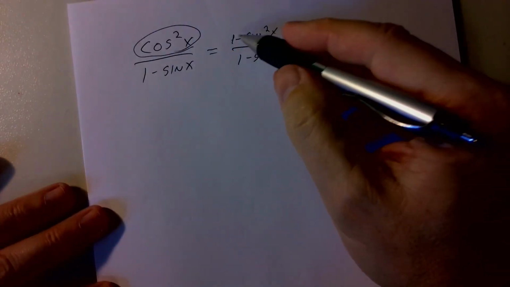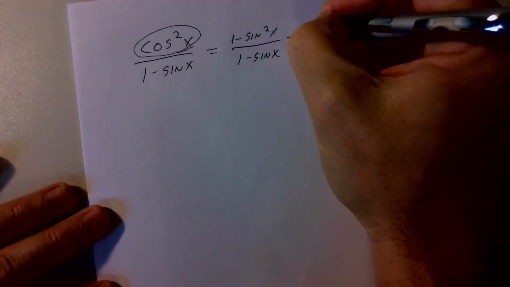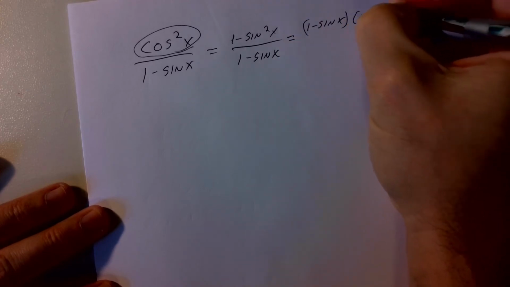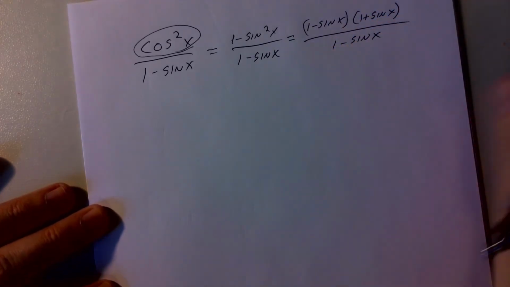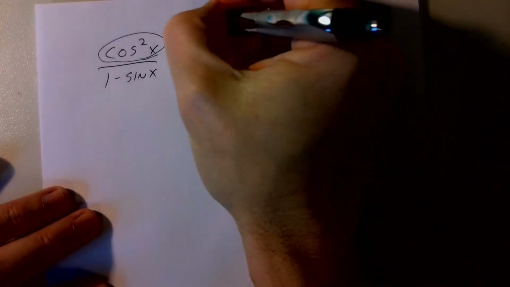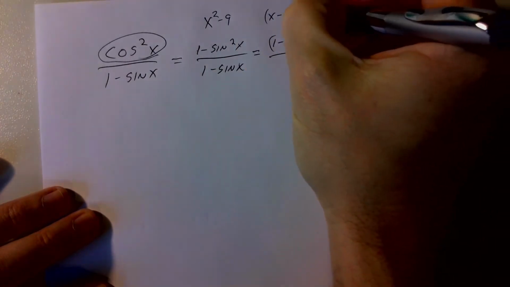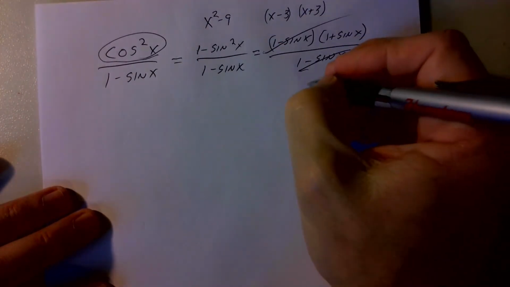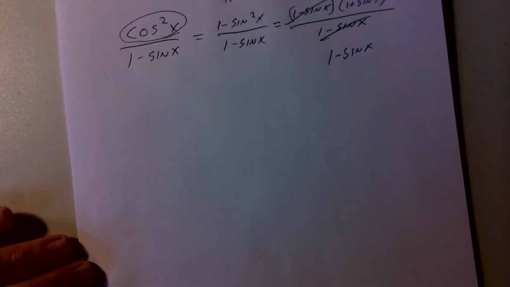And then, that's a perfect square, that's a perfect square, that's a subtraction sign in the middle, so we can do a difference of squares. So that should be 1 minus sine x times 1 plus sine x over 1 minus sine x. You see how that worked out? Again, this is no different than if I factored x squared minus 9 into x minus 3 and x plus 3. It's just a difference of perfect squares. We've been doing that for a long time. So kill that and kill that, and I know that this simplifies to 1 plus sine x.